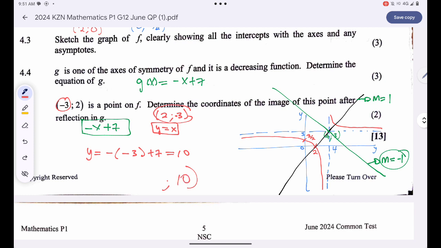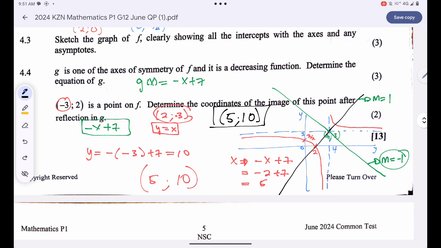Are you together? And therefore, for me to find my x coordinate, I'll simply take -x plus 7. The new x value is 2 plus 7. This will simply give me 5. So the point is (5; 10). That's how, guys, we're supposed to deal with that reflection over there. Né? So the new point that will be reflected on that line will simply be (5; 10).